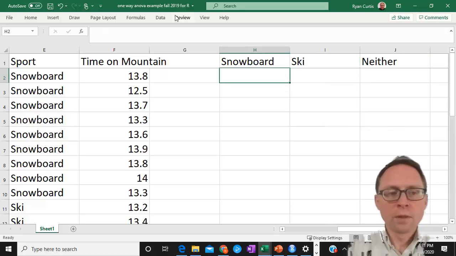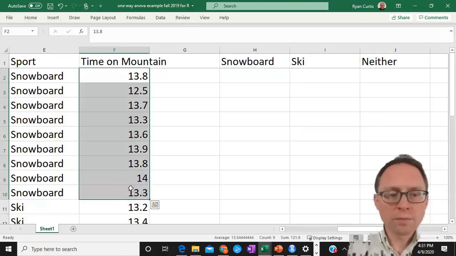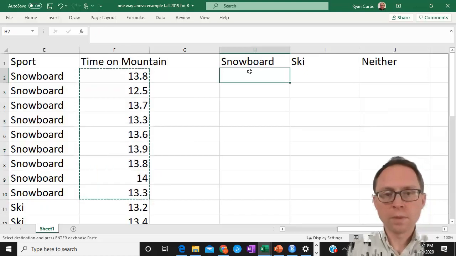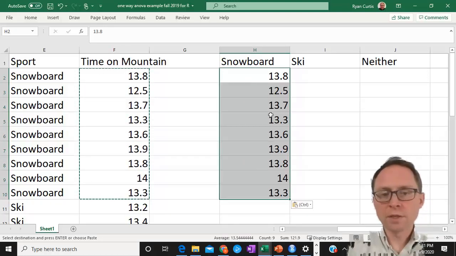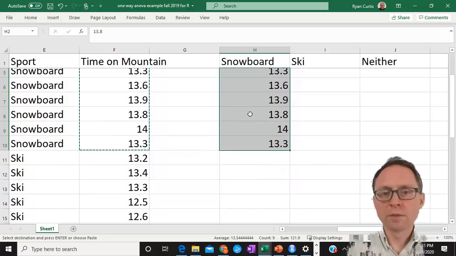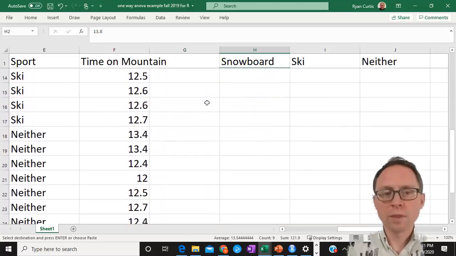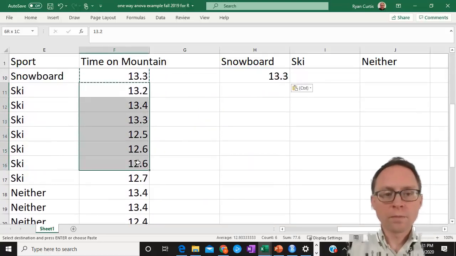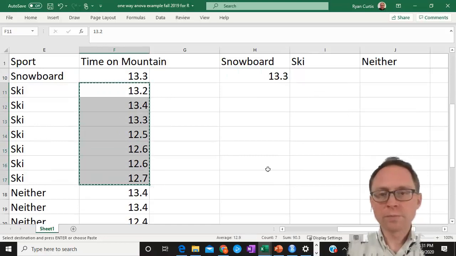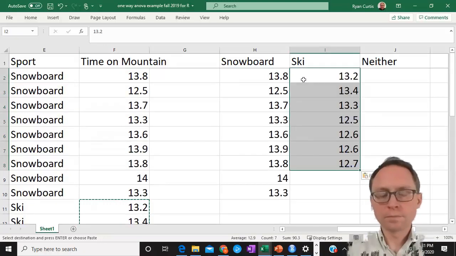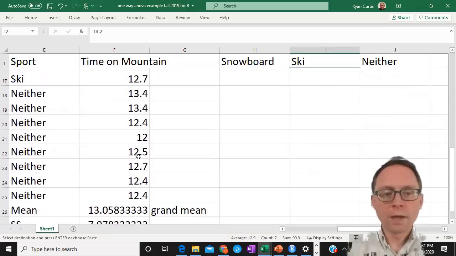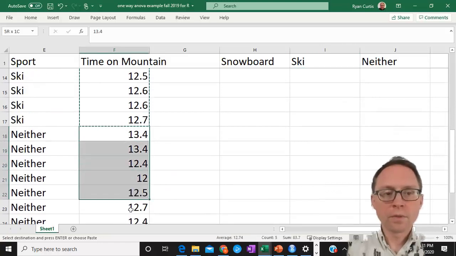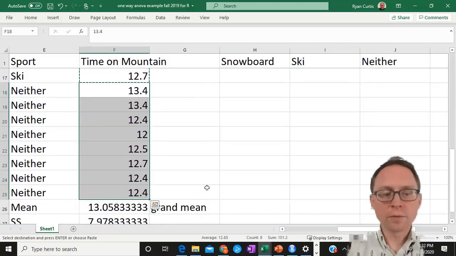All right, here's all my snowboarders. Okay, so this is the number of hours they prefer to spend on the mountain for the snowboarders. This is my skiing group. And this is the neither group.